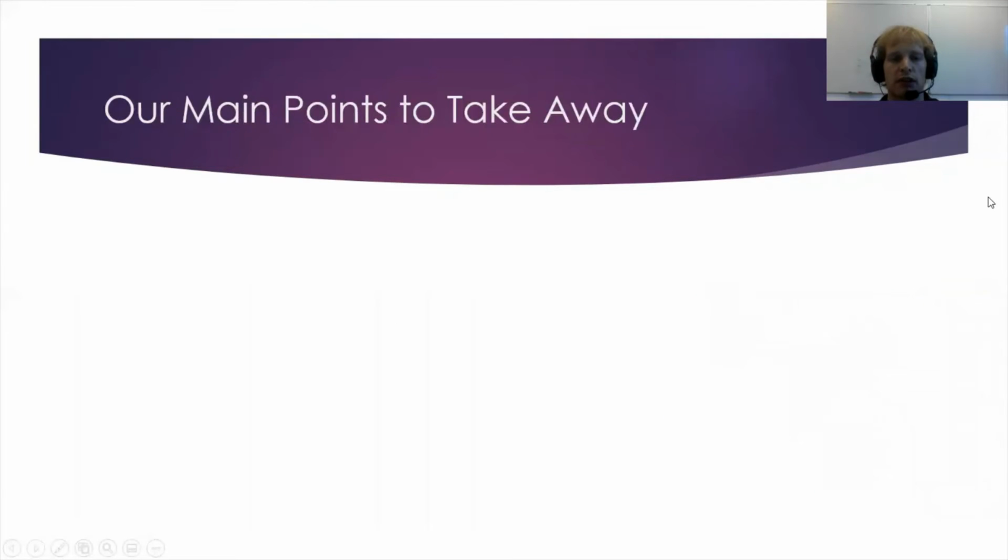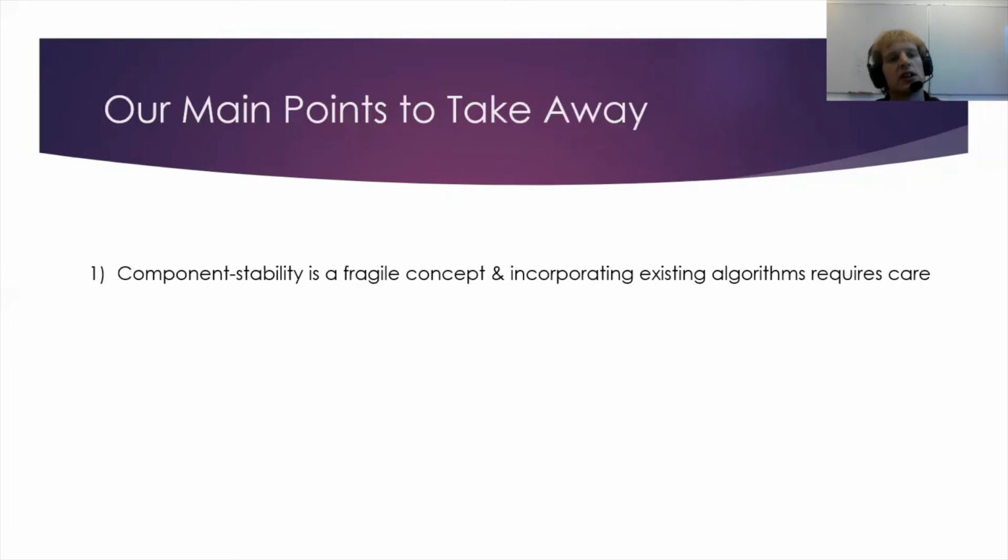Okay, so now we're up to where we came in, and we have 4 main points that we want to show about component stability. The first is that you actually have to be very careful about this concept of component stability. It's actually a very fragile concept, and we show that it needs some tweaks to actually incorporate most existing MPC algorithms. And you need to be very careful about exactly how you define it, because small changes in the definition can have worrying implications depending on what results you're aiming to get out of it. So that's the first thing.